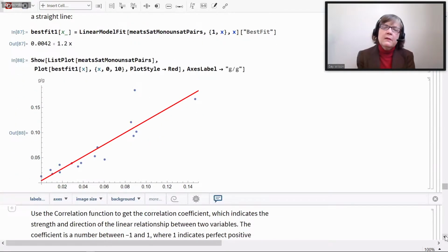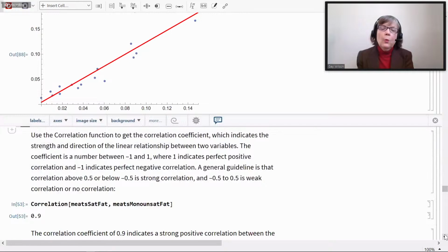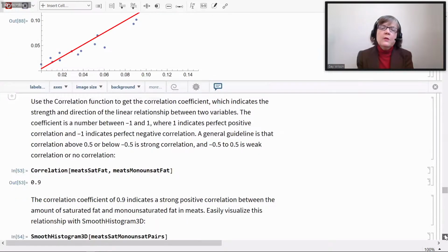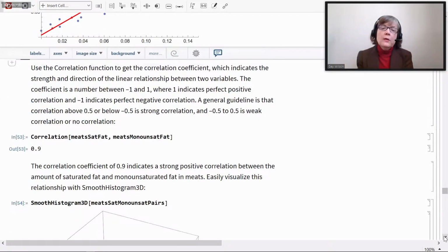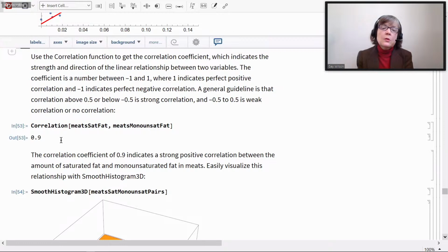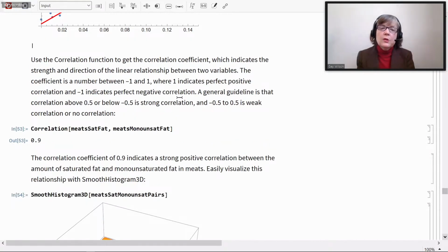So again, you can think of all kinds of ways to use this linear regression model. One other thing that's very useful is if you want to see how strong that correlation is, you can use the Correlation function that gets you the correlation coefficient that tells you the strength and the direction of that relationship. So I got excited and just stomped on my keyboard there.